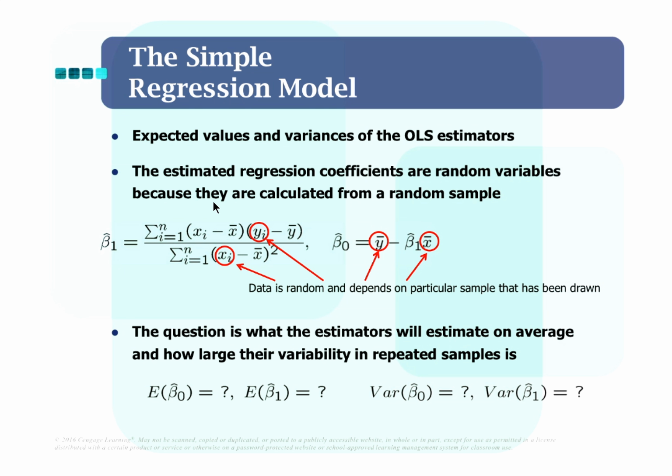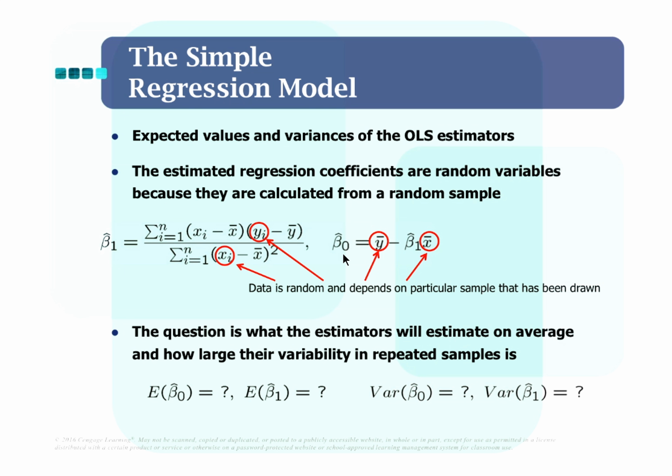because they are calculated from a random sample. Right? So the data we get is coming from a random sample, which means the numbers here are all random variables. Beta 1 hat, for example, is a function of these random variables. Therefore, it is itself also a random variable. And so is beta 0 hat.